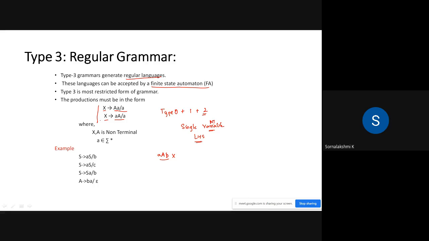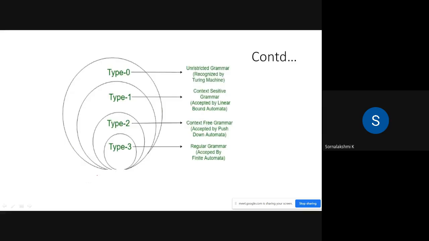So left hand side, one variable. Right hand side, it could be a combination of terminal and non-terminal, but in this format exactly. You can't have sandwiching like this. This is not possible. Okay, these are all valid examples. So these are the four types of grammar. As we saw, this is a regular language, this is a context-free language, this is a context-sensitive language, and this is a recursively enumerable language. So these are the languages accepted by the machines.